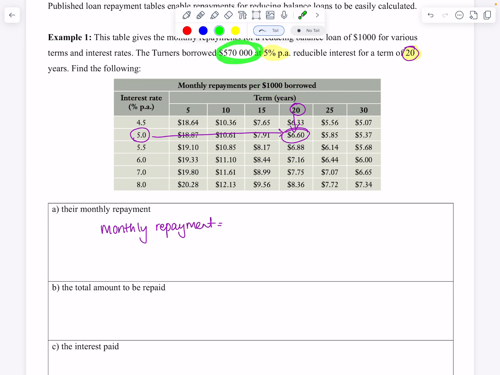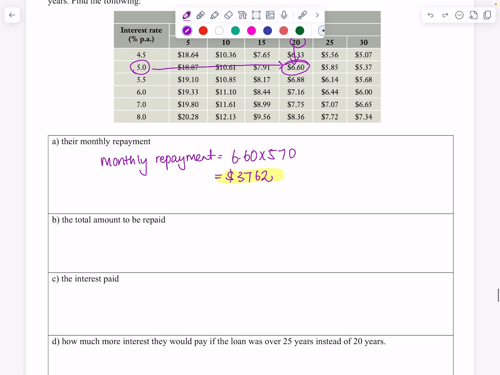But now $570,000 was borrowed, so you would need to times this by 570. So $6.60 times 570 would give you $3,762. That's the monthly repayment for $570,000 borrowed.